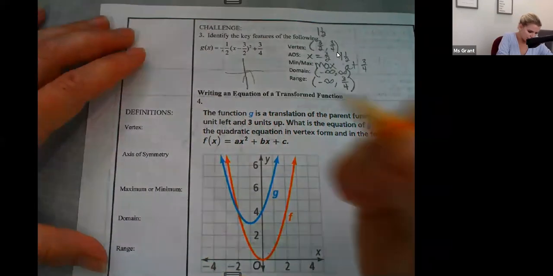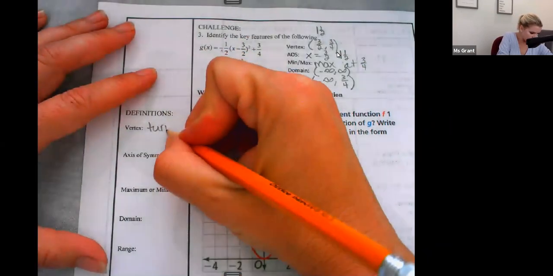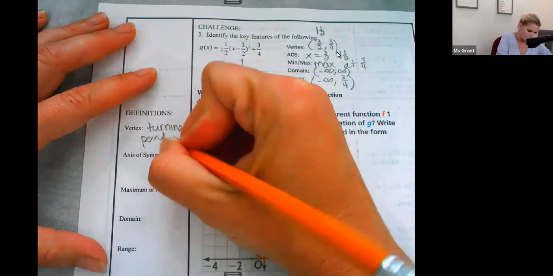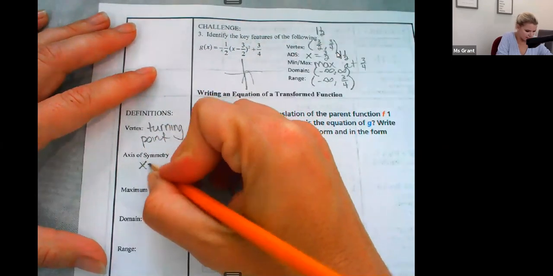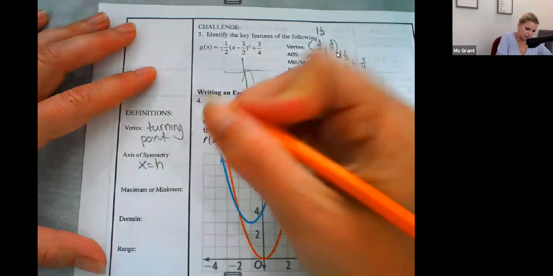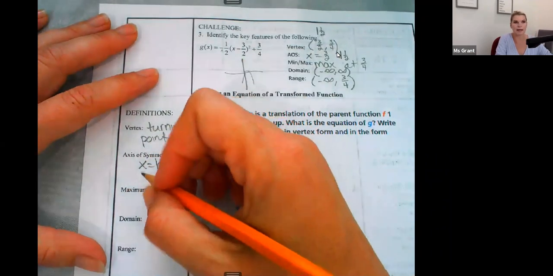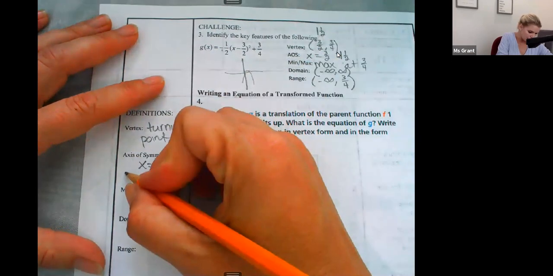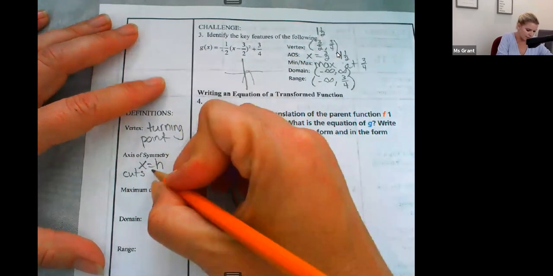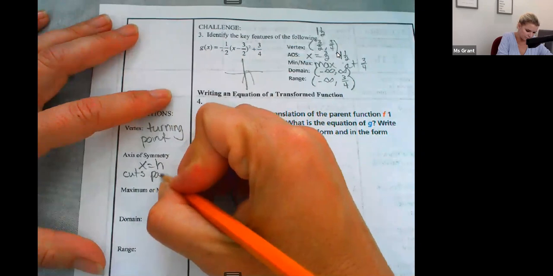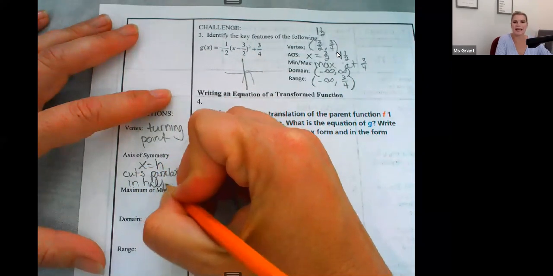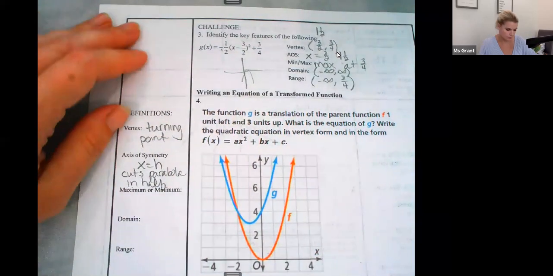Definitions real quick. We did this yesterday, but my vertex is my turning point. My axis of symmetry is x equals h. It's also my dotted line. It's my line of symmetry. It cuts my parabola in half. Cuts is not the proper mathematical word, but it's a dotted line that goes down the middle of the parabola.